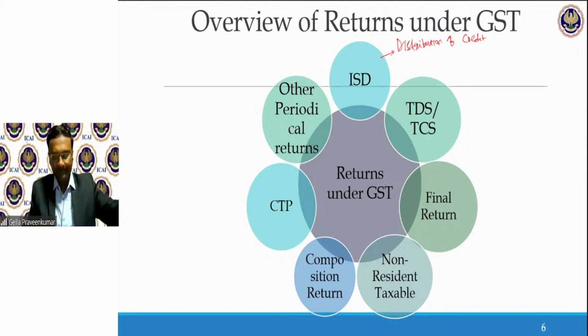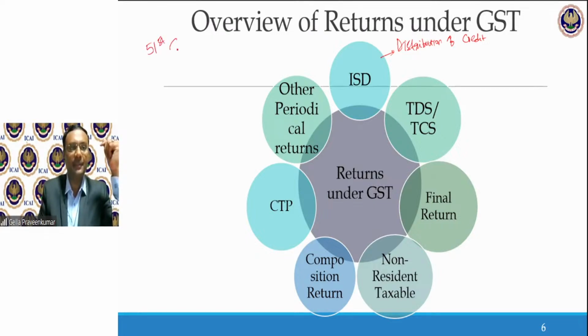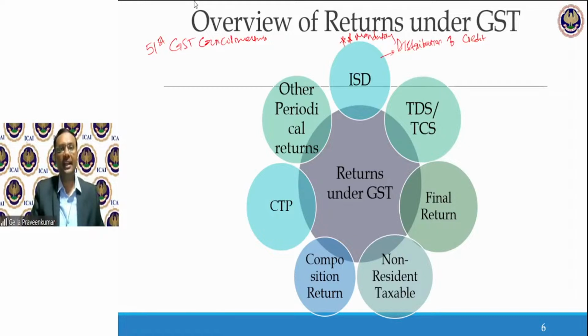Provisions connected with departmental accounting, where I have common credits which I need to distribute. We have to take a registration at the ISD. I draw your attention to the 51st GST Council meeting, where it has been made mandatory to register under ISD.